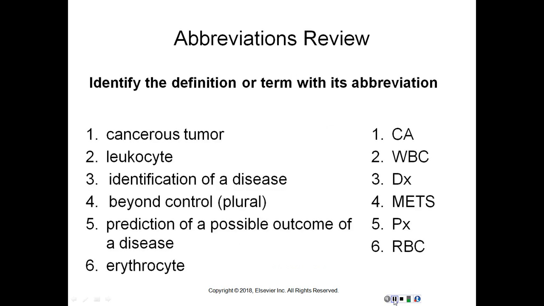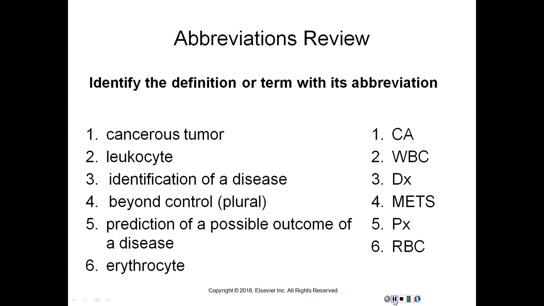Now they're wanting you to match the definition with the abbreviation. So a cancerous tumor would be a carcinoma, abbreviated CA, both capital letters. A leukocyte is a white blood cell, so its abbreviation would be WBC, all caps. Identification of a disease is a diagnosis, capital D, lowercase x.